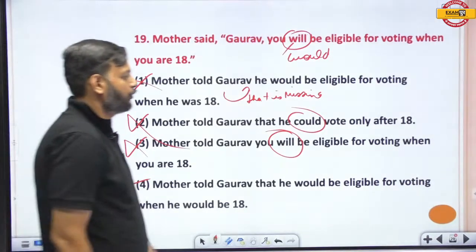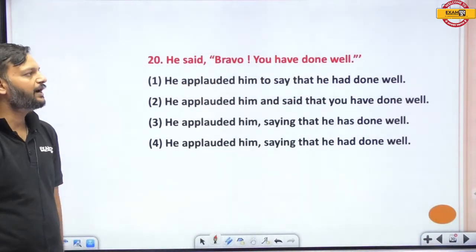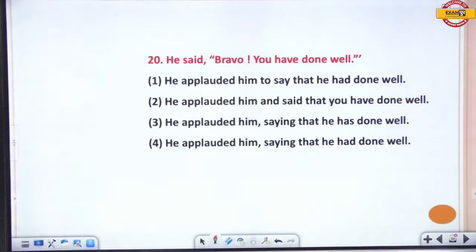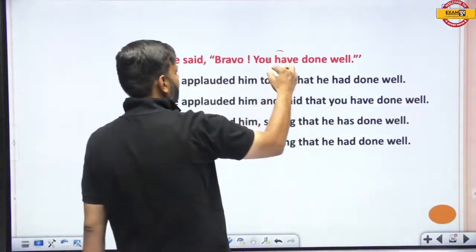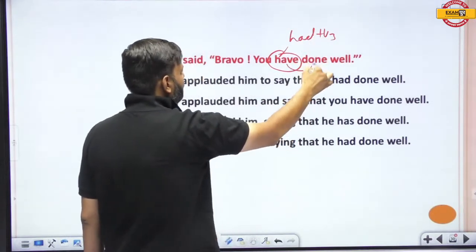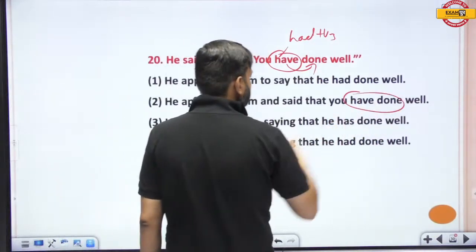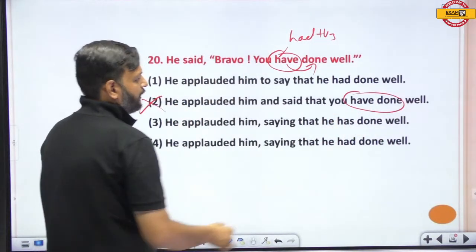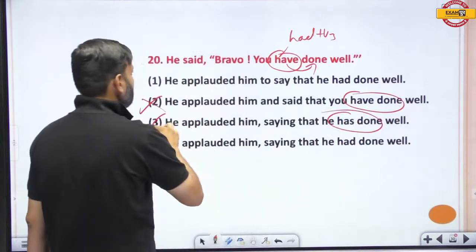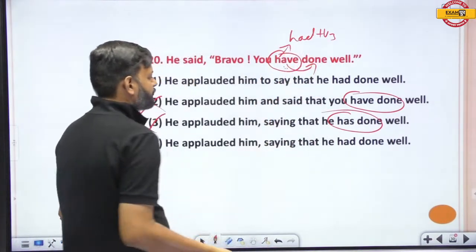Okay. Now the next sentence. "He said, bravo, you have done well." Here we have to look for had plus V3, because have plus V3 is there. Okay, so here tense is wrong. Here also tense is wrong, because if we have present perfect here, we have to change it into past perfect.